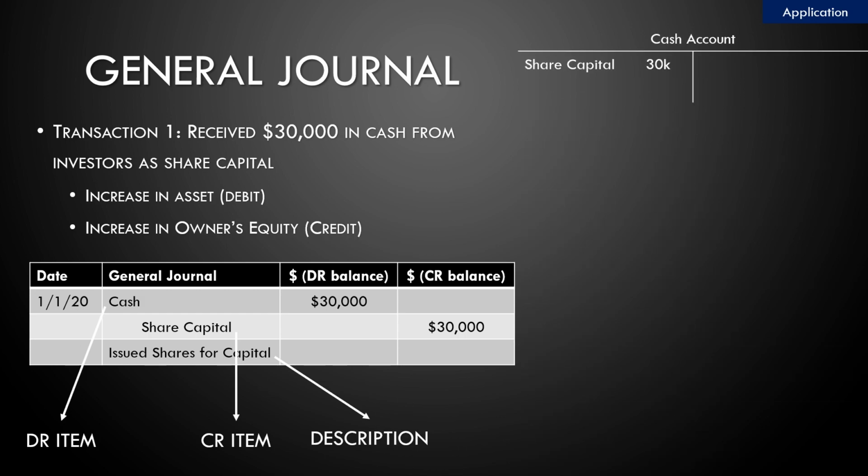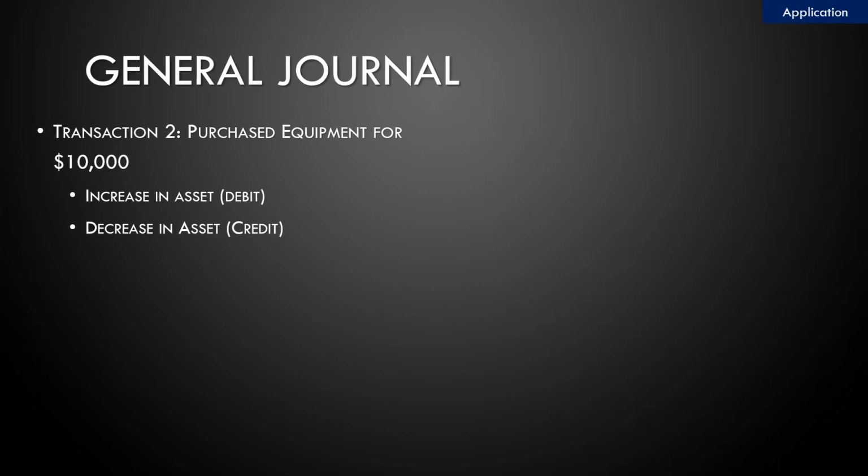Since cash is an asset account and has a debit balance, we will debit the cash account to represent an increase, and the description will be the name of the corresponding T account, share capital. On the other hand, we will credit the share capital T account, and the description will also be the corresponding account name, cash.